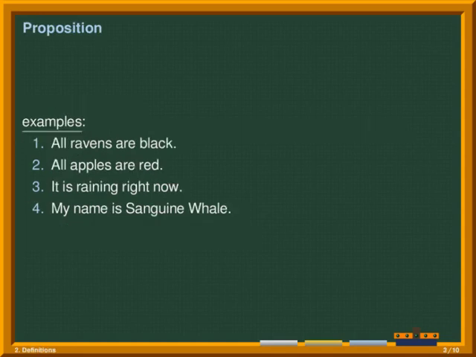First, let's take a look at propositions. Propositions are statements that are true or false, but cannot always be determined as such. For example, all ravens are black and all apples are red are propositions. In addition, propositions can describe information dependent on my current position and time, like, it is raining right now. And even about the current speaker, like, my name is Sanguine Whale.